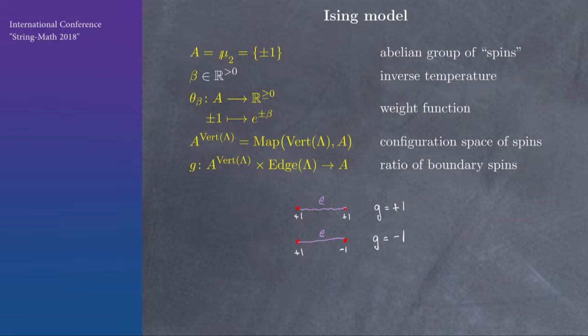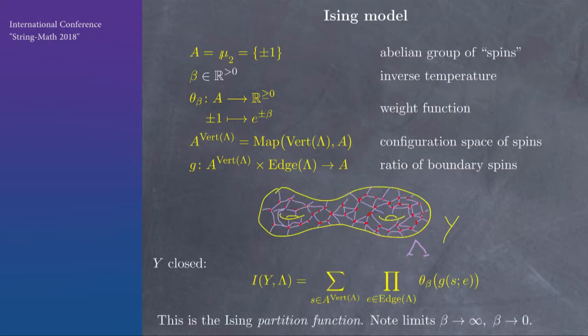And now we get a function on the edges, given a configuration of spins, which compares the spins at the two ends, and it just takes the ratio. And so the Ising partition function, if y is closed, says that we sum over all the different configurations, and we weight them by the product over the edges of those weights, depending on the configuration. So that's the classical Ising model.